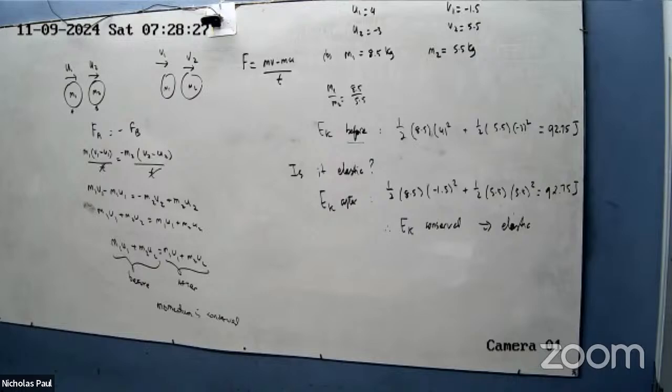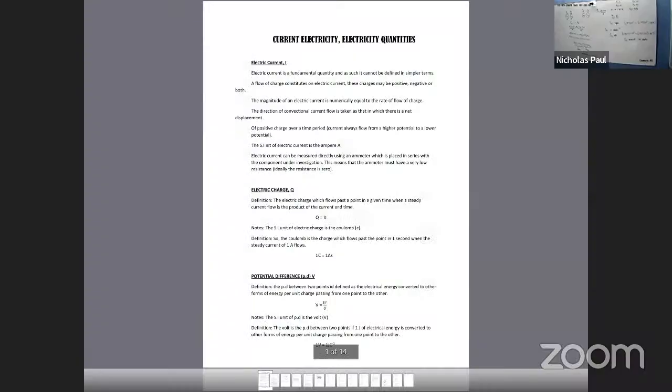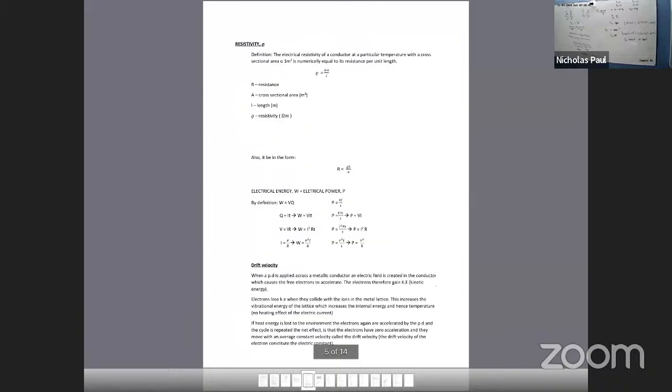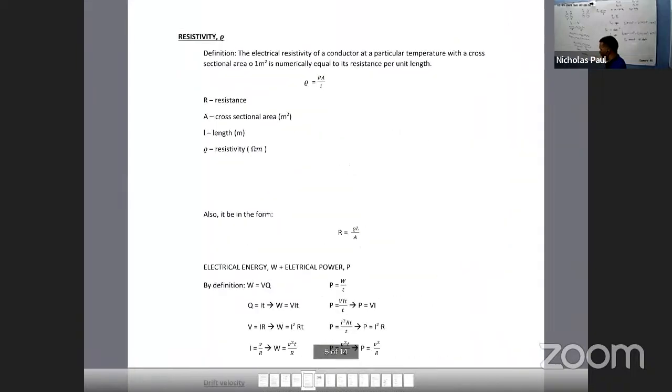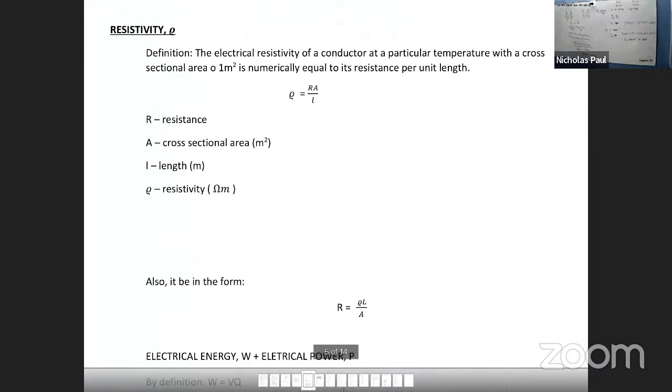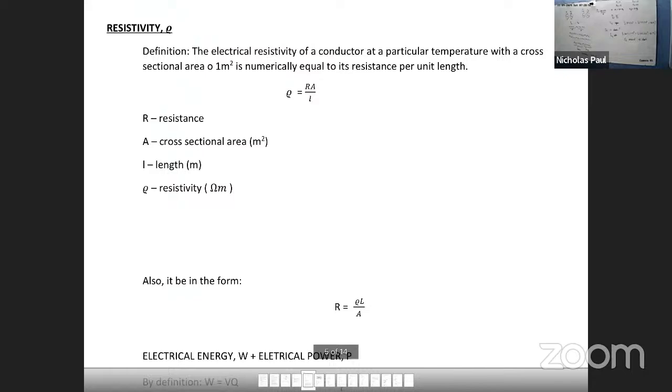All right, let's take a look at drift velocity, right? Before we look at drift velocity, there is one more quantity that we have to know, right?